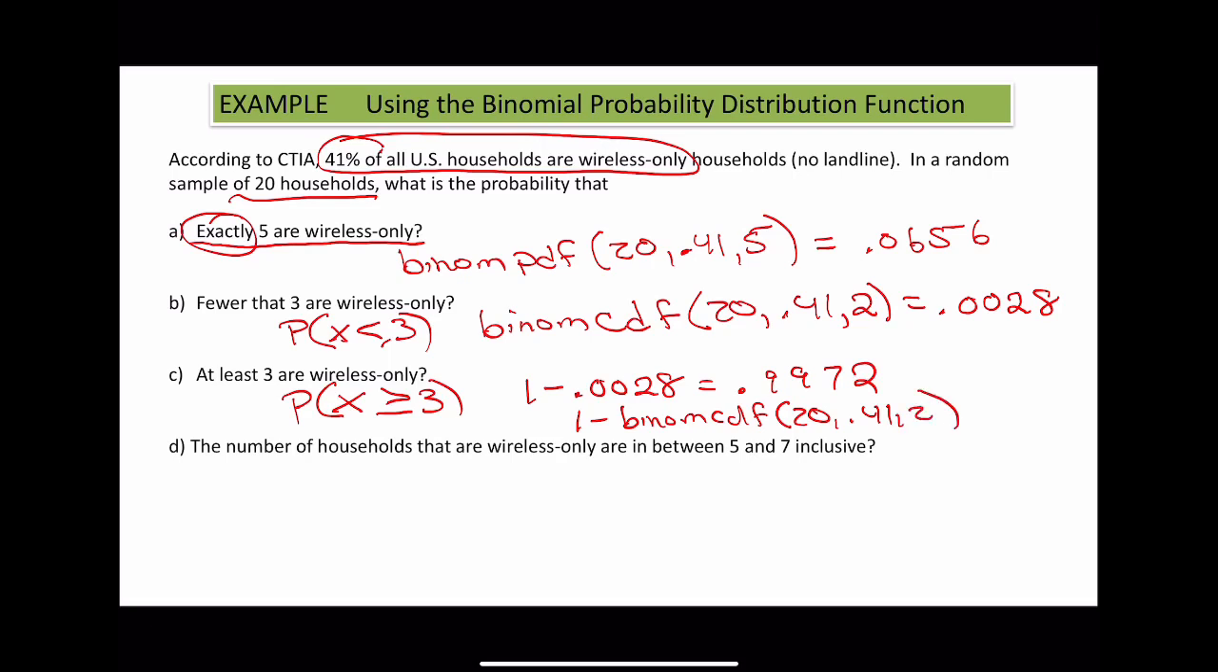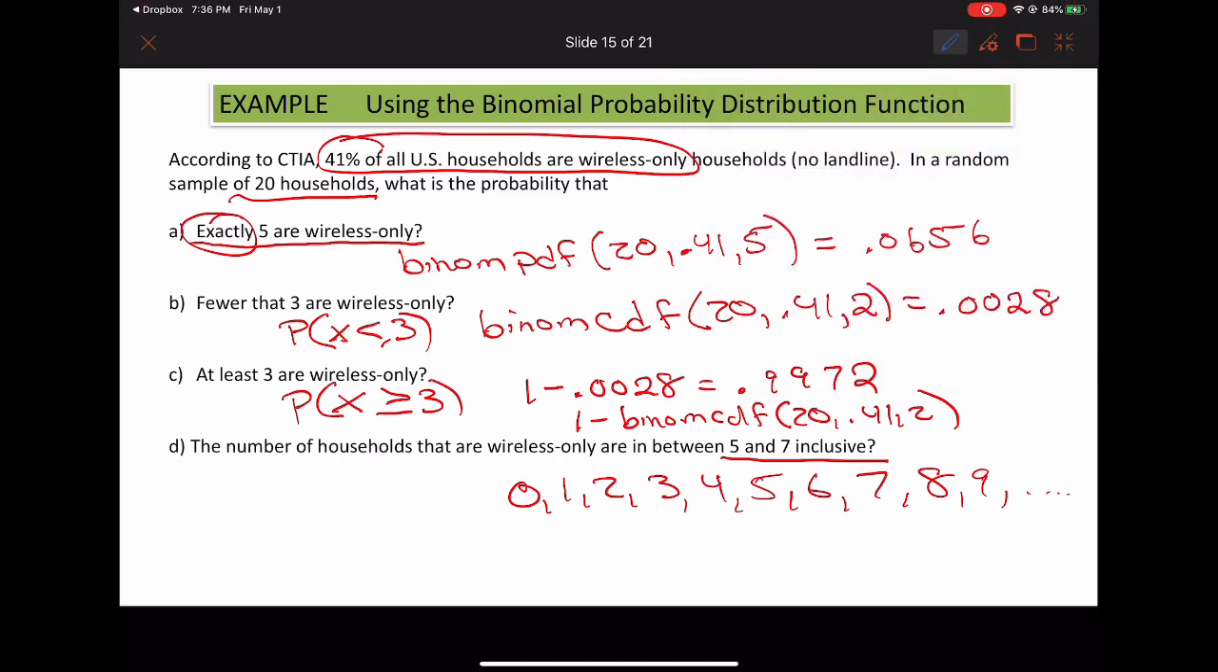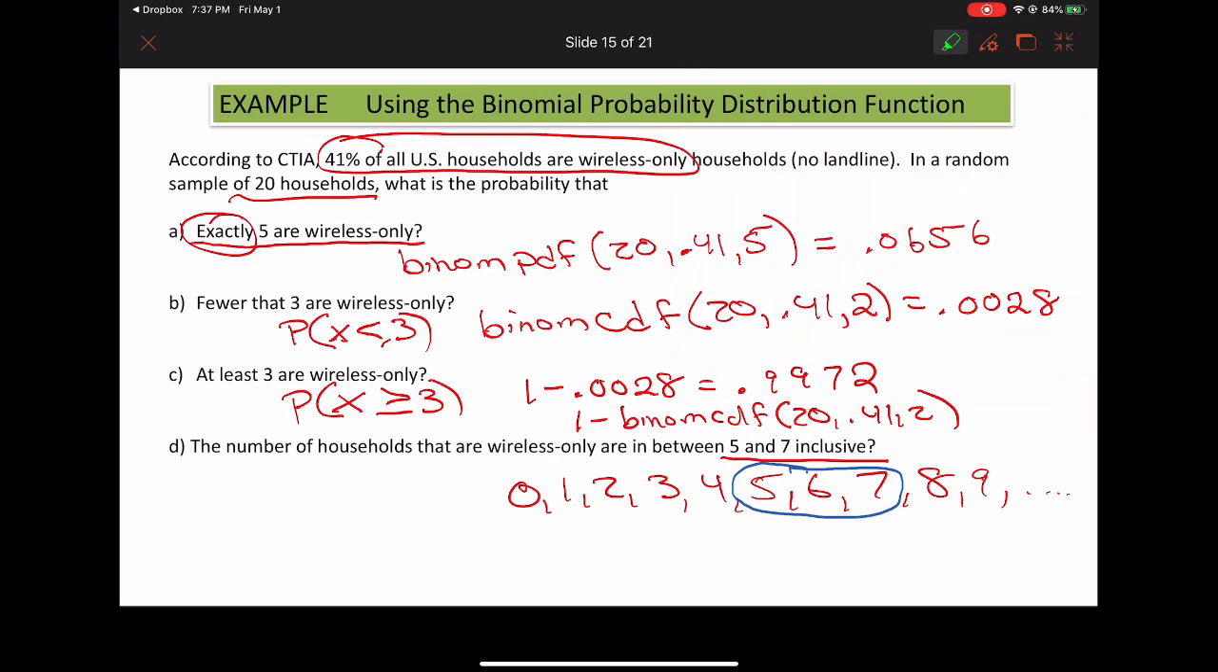Okay, so how about this last one? I want to know the wireless only are between 5 and 7 inclusive. That means 5 and 7 are included. So let me just put some numbers here. 2, 3, 4, 5, 6, 7, 8, 9, and then on up to 20. Okay, we want to know between 5 and 7 inclusive. So I want to know this group right here. So a way that I can get this group right here, I'm going to use my trusty highlighter. I can find 7 or fewer. I can find all of this, right?